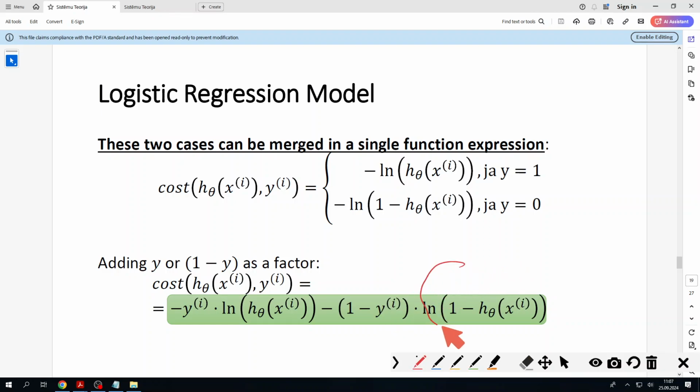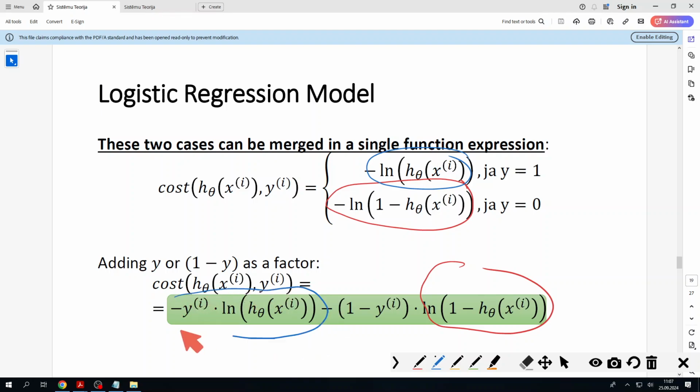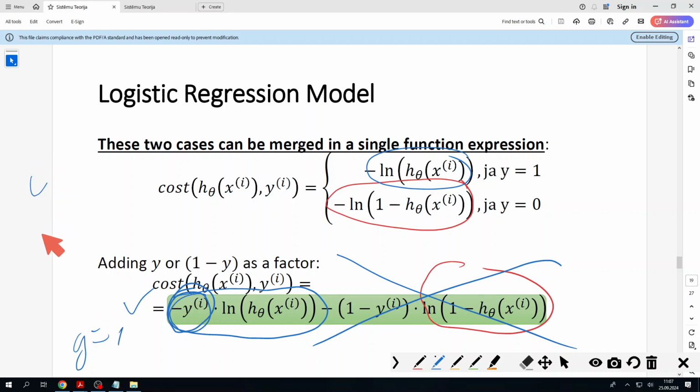So here you can see this part, and here you can see this part, yes? And how are we going to make it so that if y is equal to 1, only this part will be calculated and this will be omitted? Well, very simple. As you can see here, we have added this factor of y, and y can be either 0 or 1.